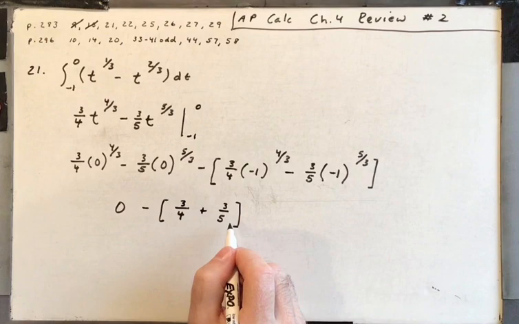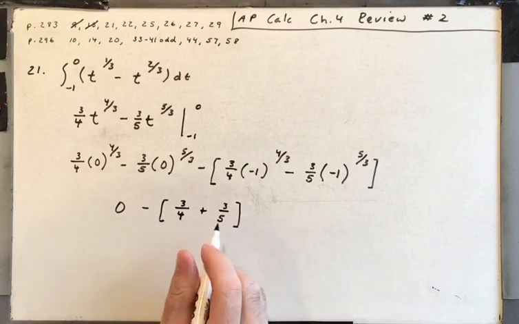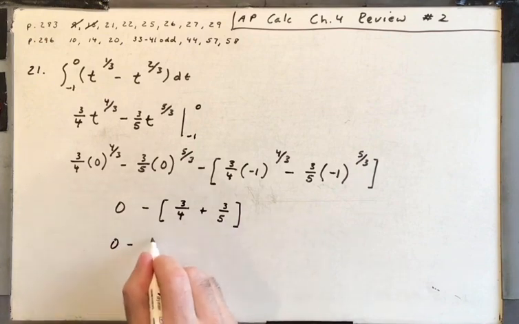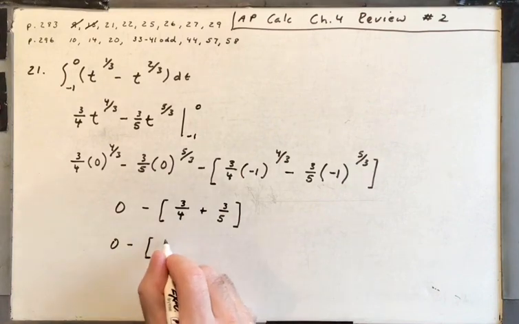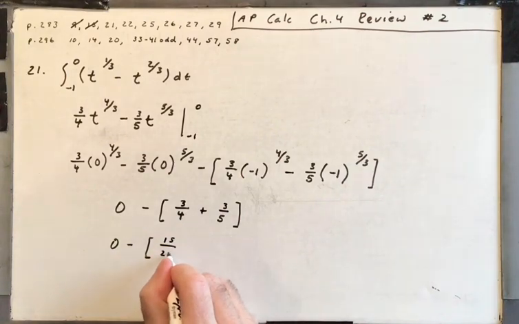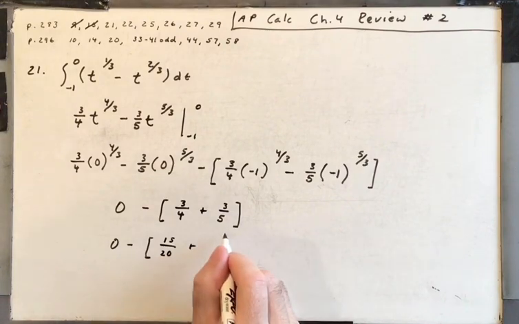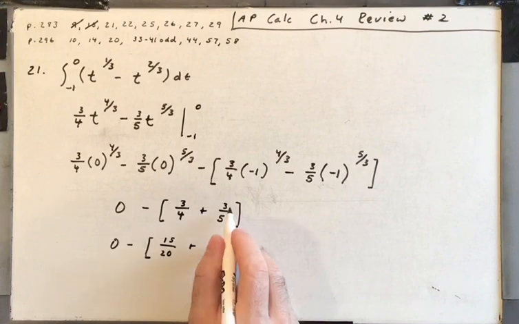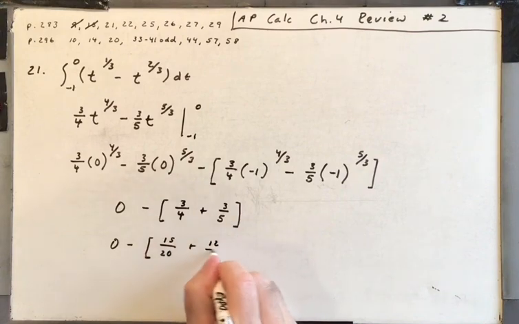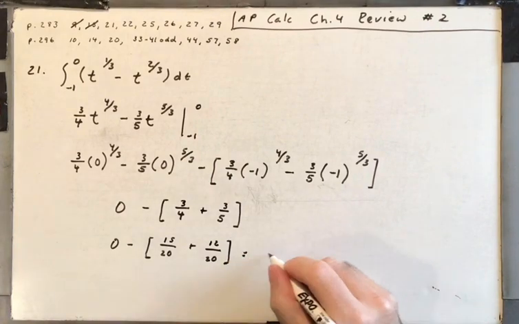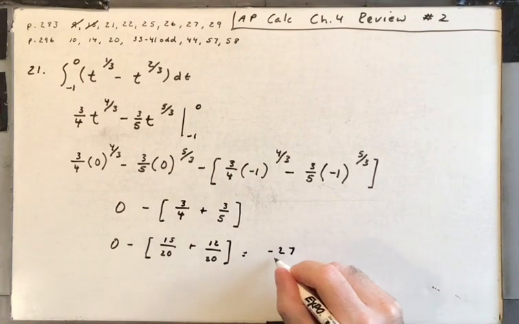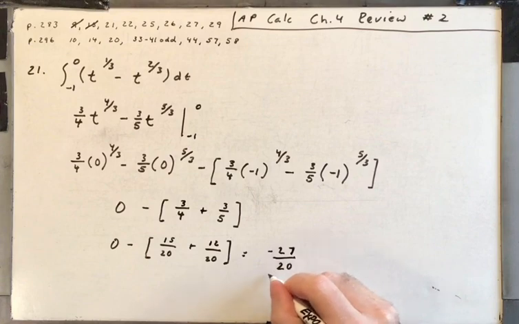All right, I guess I got to put them in, what, 20ths? So it's going to be 0 minus 15 over 20 plus 12 over 20. So I get -27 over 20. Is that the right answer?